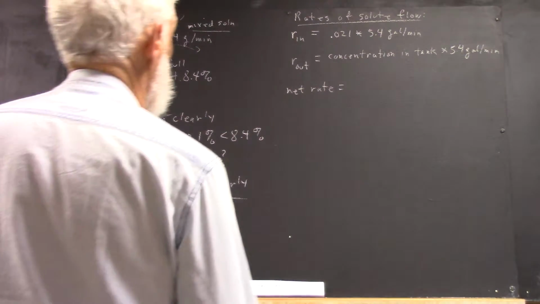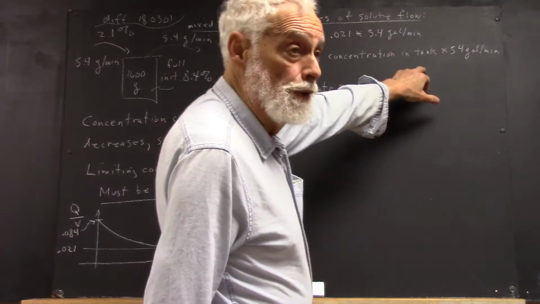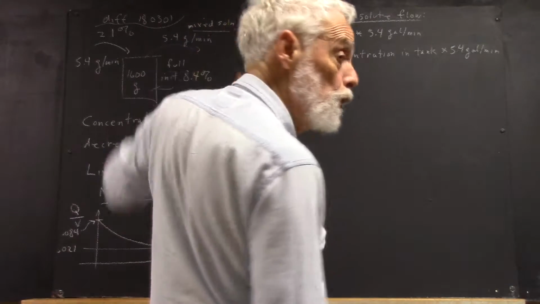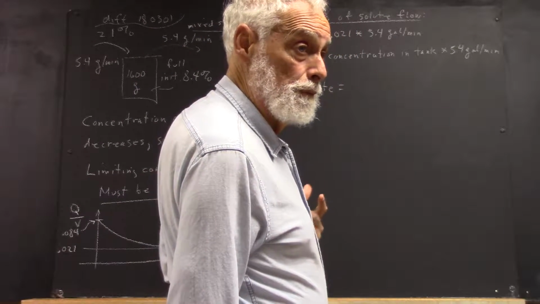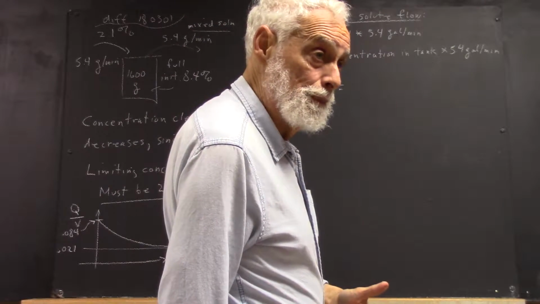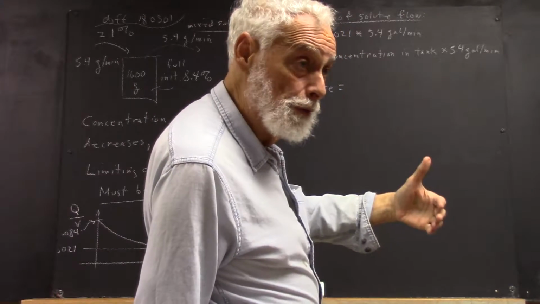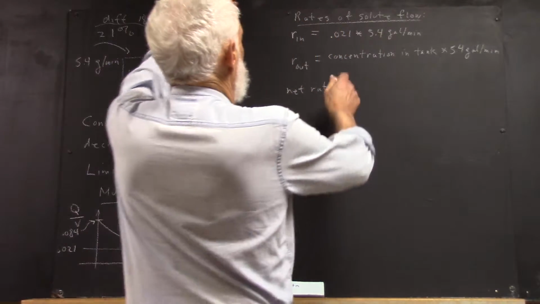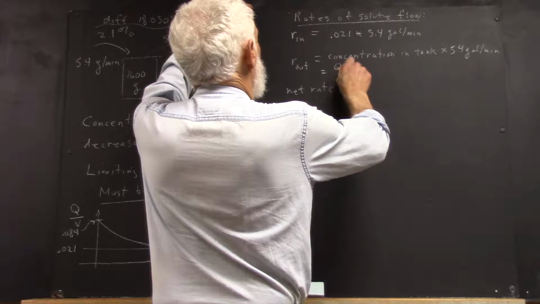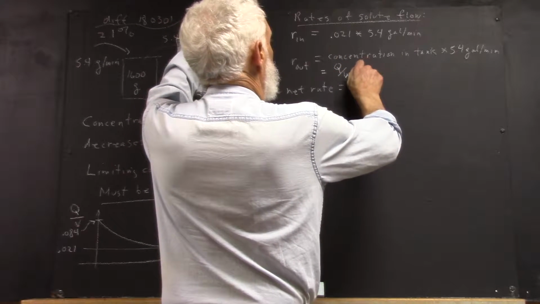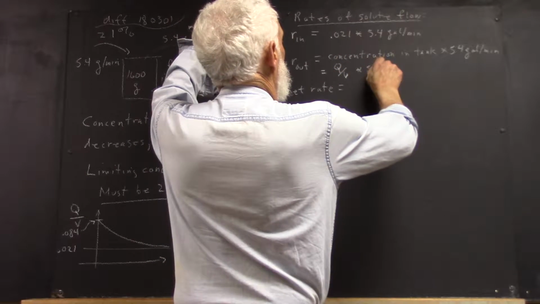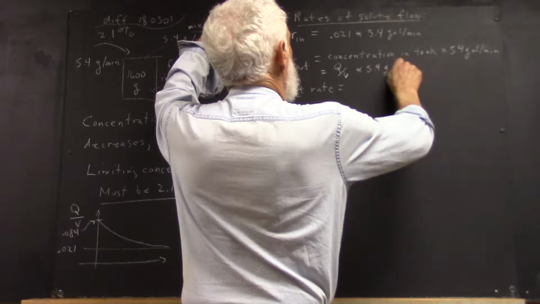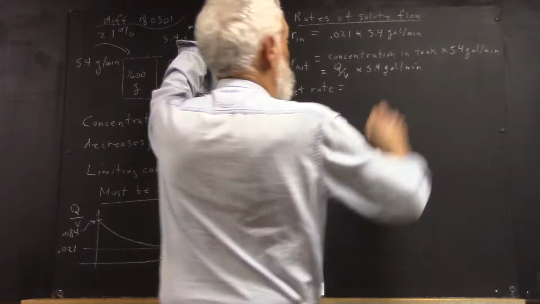Okay, so what's the concentration in the tank in terms of Q and volume? It's Q over V, isn't it? Right. Well, that equals then Q over V times 5.4 gallons per minute. Okay?